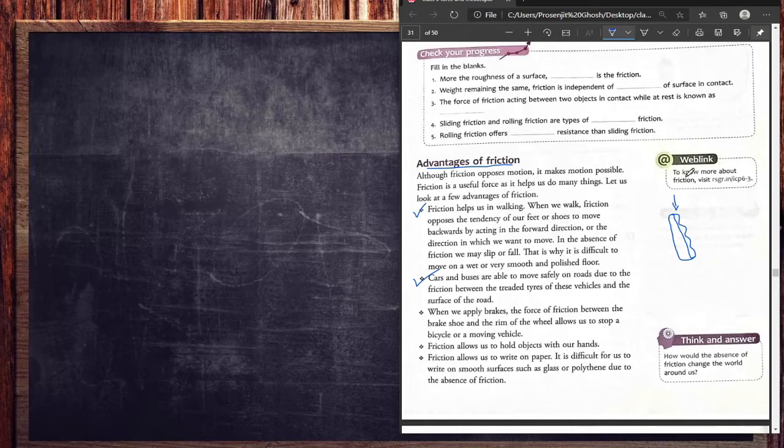So these are all the things, and the most common thing: if you are holding something in your hand, that is all due to friction. Because if you notice, so many small tiny patterns are there in your hand, and that is how they help you to grab anything in your hand. So that is all about the advantages of friction.